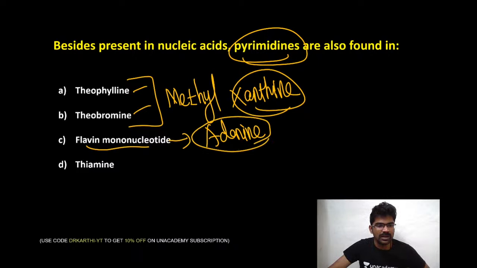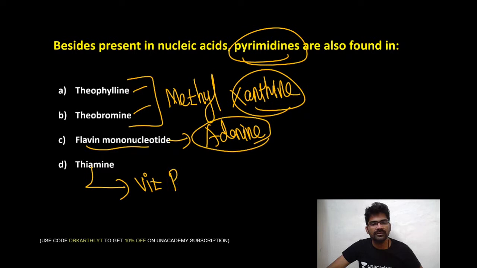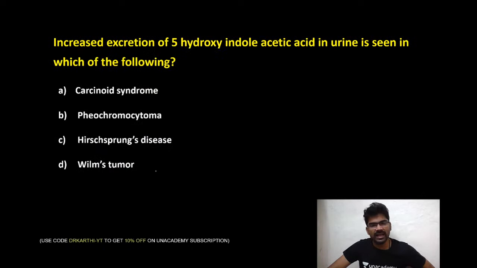Who are all saying C? Shreya, Ambika. Flavin mononucleotide contains adenine. Adenine is a purine. What is thiamine? Thiamine is vitamin B1. This has a pyrimidine ring also, and it has sulfur also, right? The answer is vitamin B1. Sundar Jibalu, he gave the correct answer.